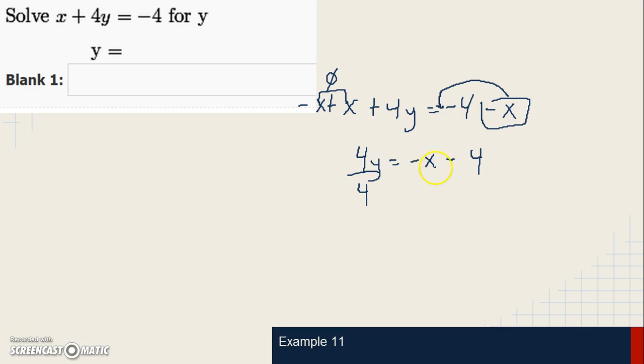This time when I divide this side by 4, I'm going to divide this to each term individually because there's one of these terms that I know that I'm going to be able to simplify. 4 divided by 4, that's 1. 1 times y is just y, so I have my y over here. Now negative x divided by 4, that can't be simplified, so when I type this into my answer box, I'm going to write negative x divided by 4 minus, and 4 divided by 4 is just 1.